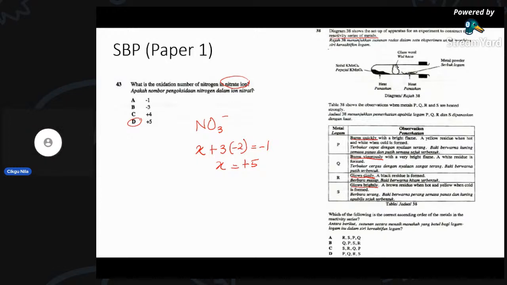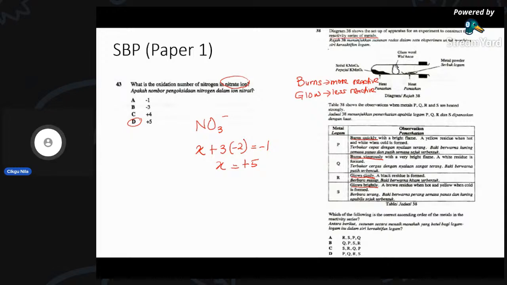So when you compare burn and glow, burn means more reactive, glow means less reactive. They have two types of burning over here: burns quickly and burns vigorously. So vigorously should be more reactive than burns quickly. This is how you can find out their reactivity.